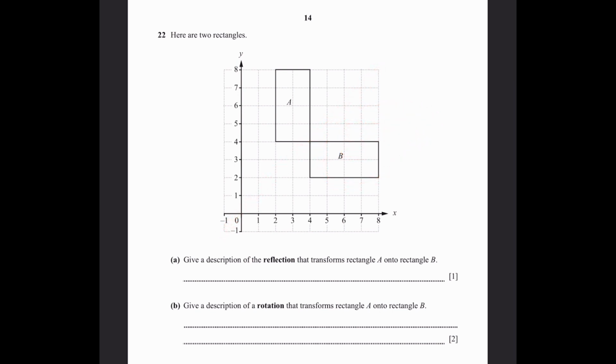So it's simply a reflection in the line y equals x. That's the answer. B. Give a description of a rotation that transforms rectangle A onto rectangle B.